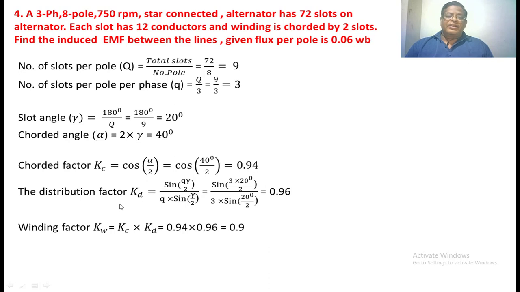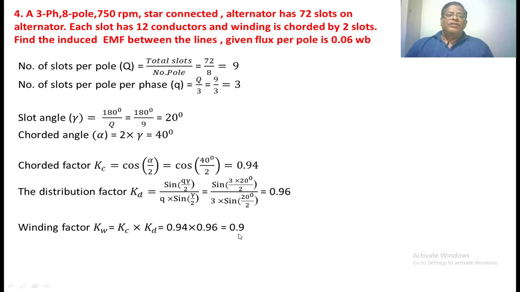The distribution factor Kd equal to sin q gamma by 2 divided by q into sin gamma by 2. Substitute all the values, we are getting the 0.96. The winding factor Kw equal to Kc into Kd, this value we are getting the 0.9.